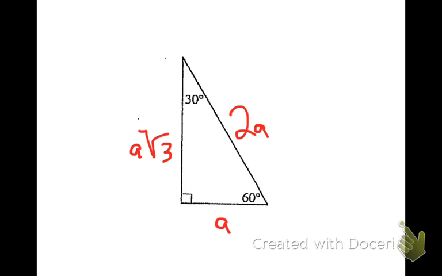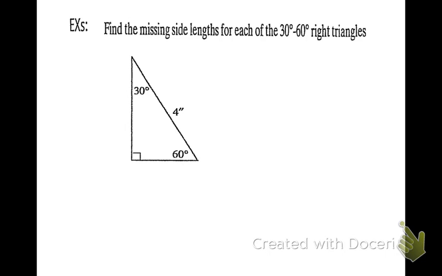Because they all have the variable a in them, if I know one of the side lengths in a 30, 60, 90 triangle, I can find the other two using these ratios. Let's do an example. Find the missing side lengths of the 30, 60 right triangle. So we have across from the 30 is a, across from the 60 is a radical 3, and the hypotenuse is equal to 2a. So I take the known side, so we have 2a equals 4. I'm going to solve for a. a equals 2.